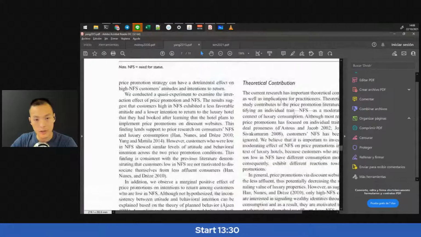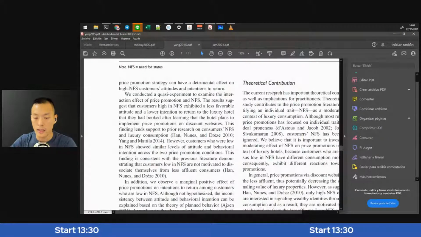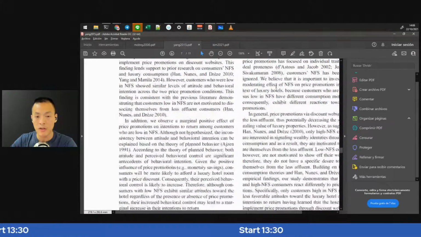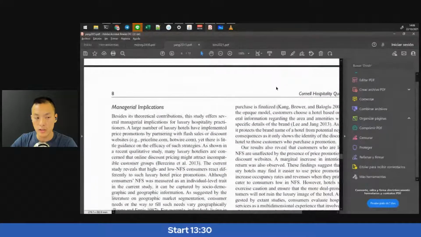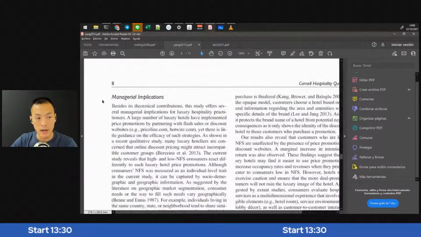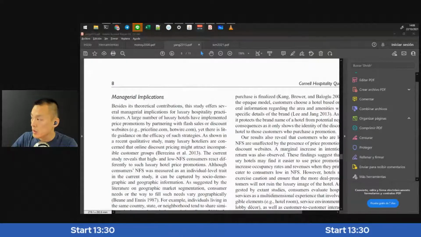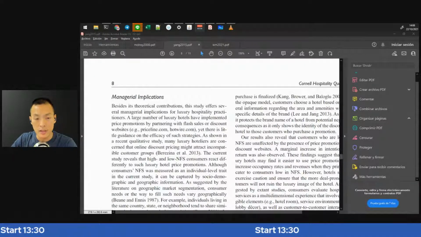All right, and then it goes into the theoretical contribution of this paper and why they think that the high NFS consumers prefer no discount over more discount. And then it talks about managerial implications, if you are a hotel owner, how you would use this information to price your services.